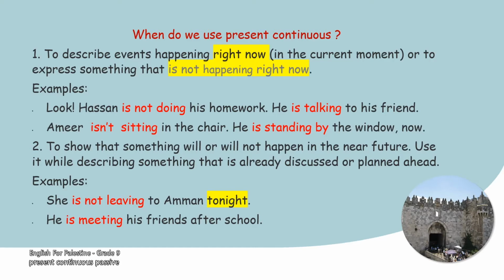Number two, I can use present continuous to talk about actions that will or will not happen in the near future. For example, she is not leaving to Amman tonight.